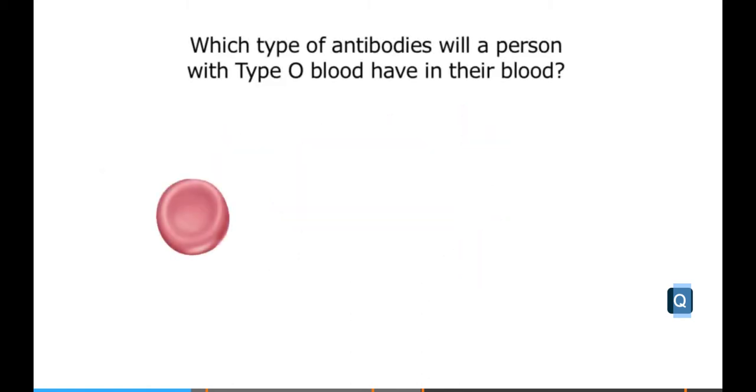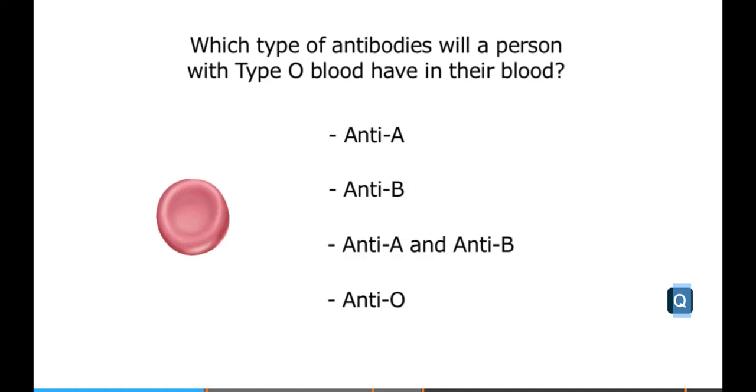Which type of antibodies will a person with type O blood have in their blood? Anti-A, anti-B, anti-A and anti-B, or anti-O?